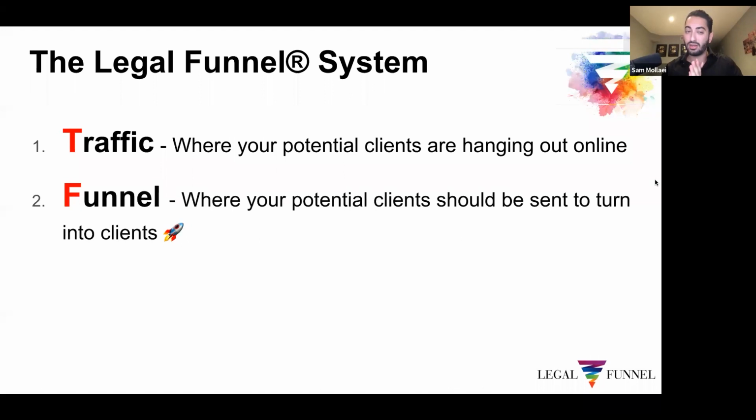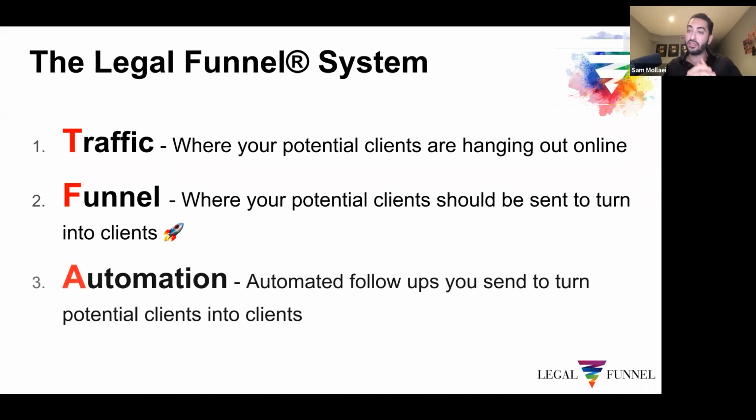The second important component is the funnel. It's necessary. This is where your potential clients should be sent to turn into clients. Okay, again, if you're missing this funnel aspect, this whole system won't work. And the third part is automation. These are automated follow-ups that you send to turn potential clients into clients. Okay, you need all 3 parts. You need to hit them all to be able to properly build a reliable, consistent system to get clients for your law firm.